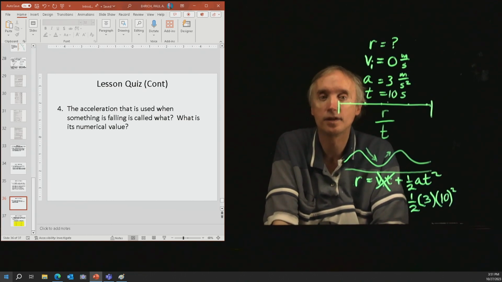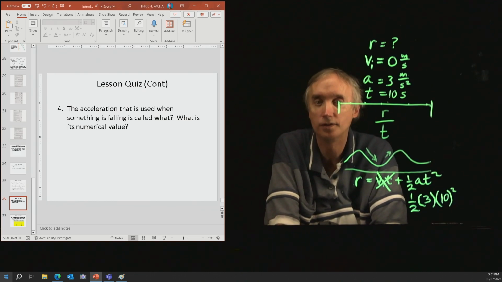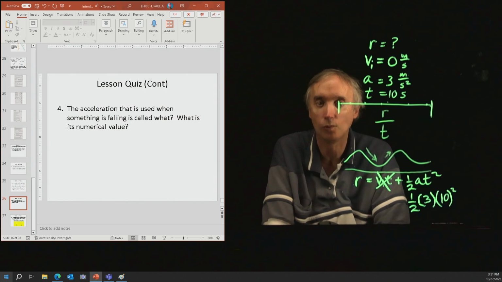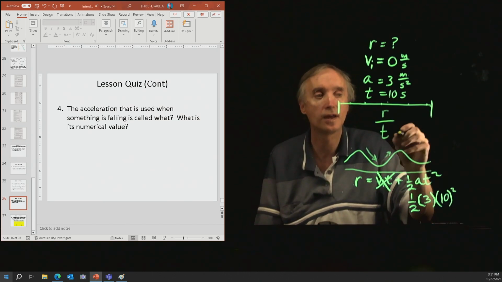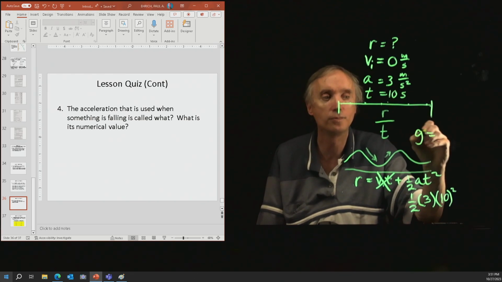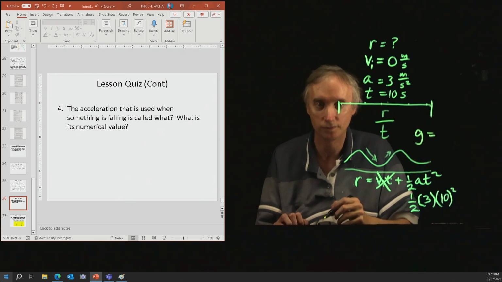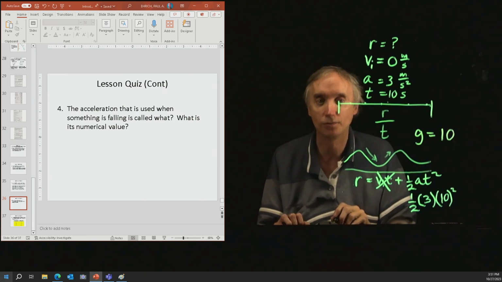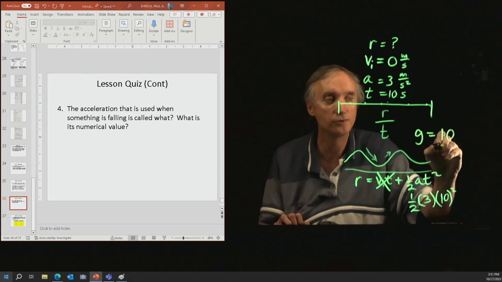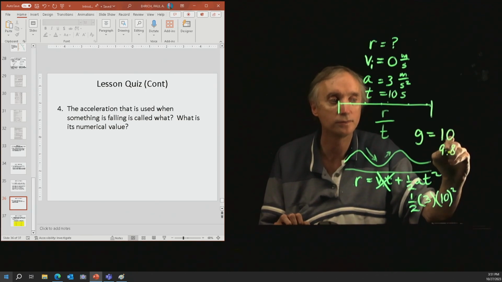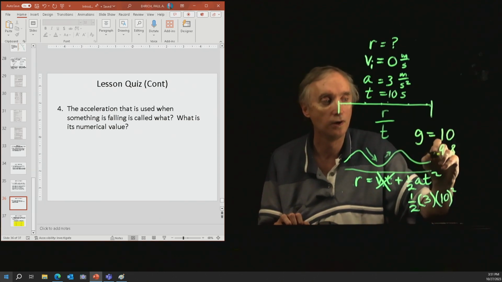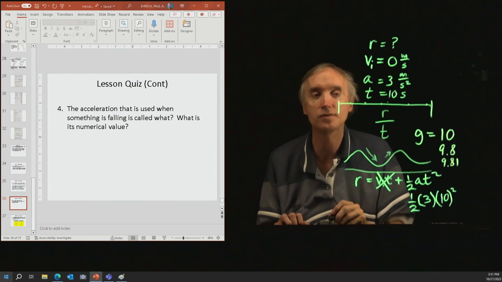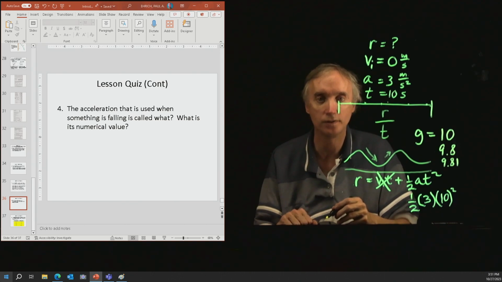Okay, the acceleration that is used when something is falling is called what? The acceleration due to gravity. And what is its numerical value? So that is g, and it all depends on how many significant figures you want. So we could use 10, which is really one significant figure. We could use 9.8, so that's good to two significant figures, or we could use 9.81, and that would be good to three significant figures. So it all depends on the accuracy that you want.